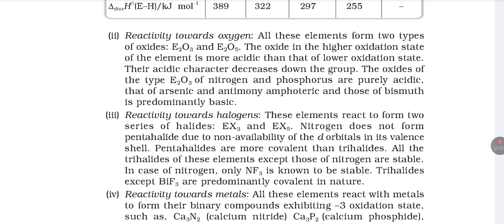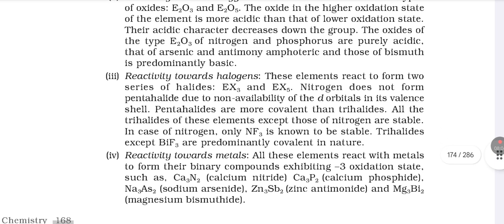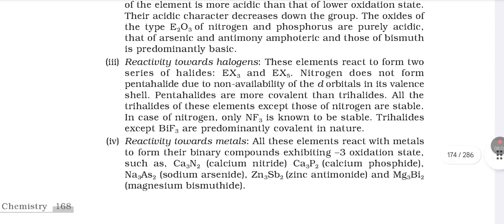Reactivity towards oxygen. The oxides of the type E2O3 of nitrogen and phosphorus are purely acidic, that of arsenic and antimony amphoteric, and those of bismuth are predominantly basic.